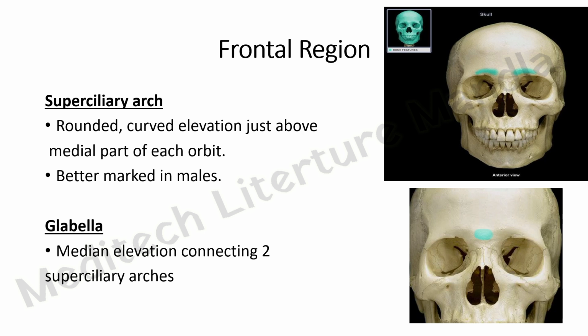These are more marked in males as compared to females. The next structure is glabella. Glabella is a median elevation. Glabella connects two superciliary arches. It is seen in the median plane. It is a median elevation connecting two superciliary arches.